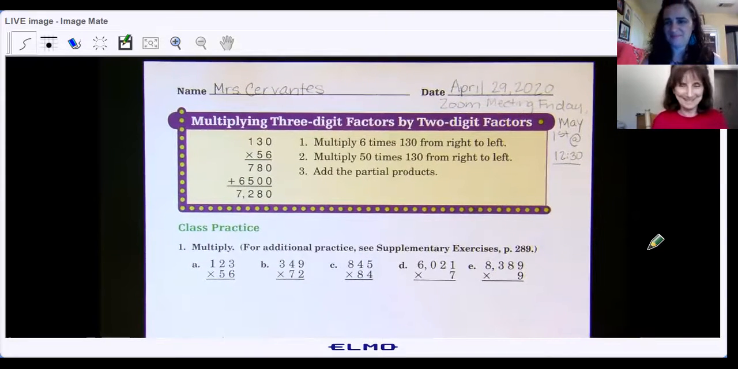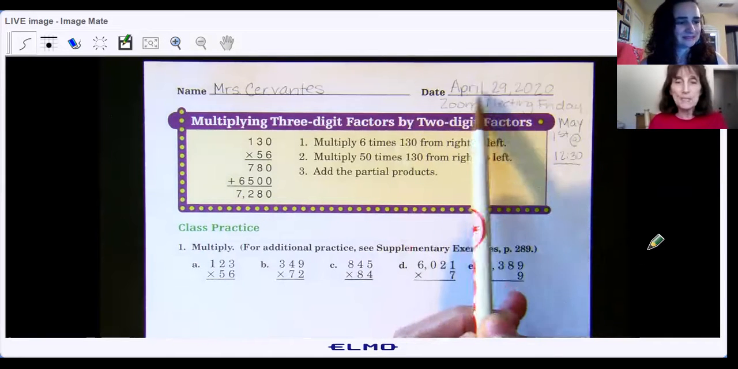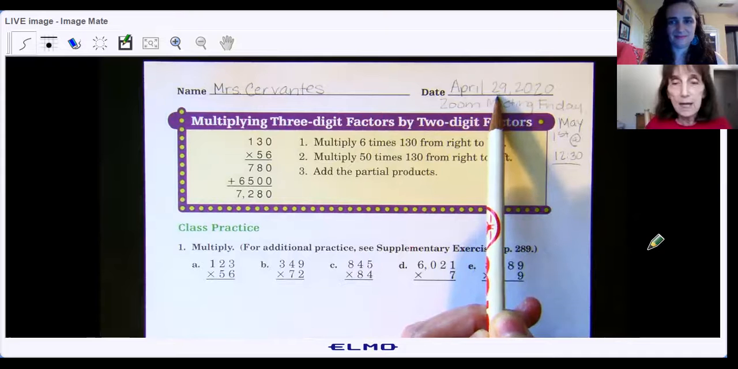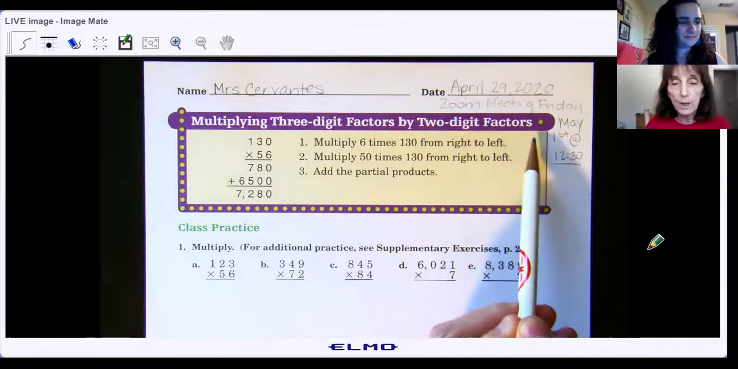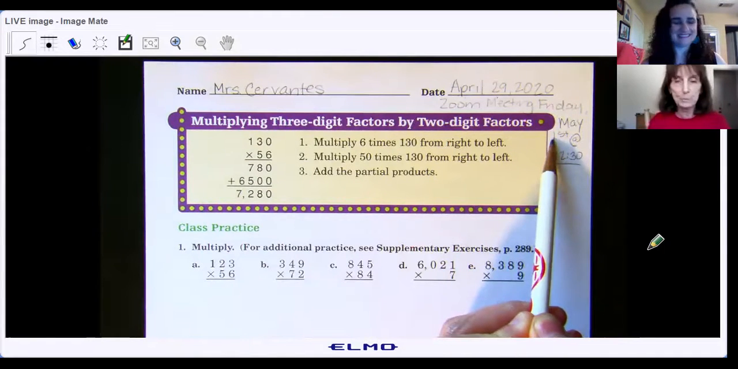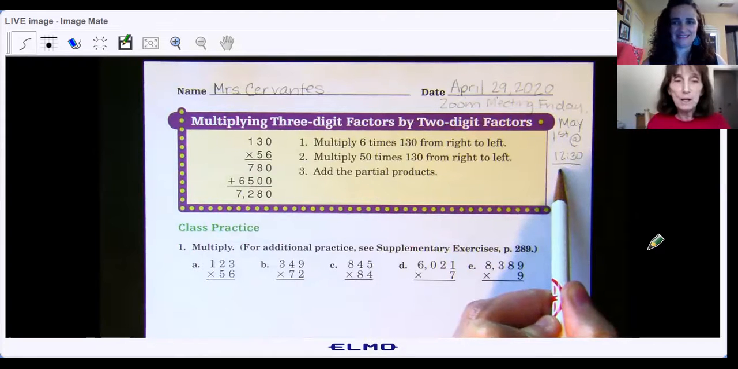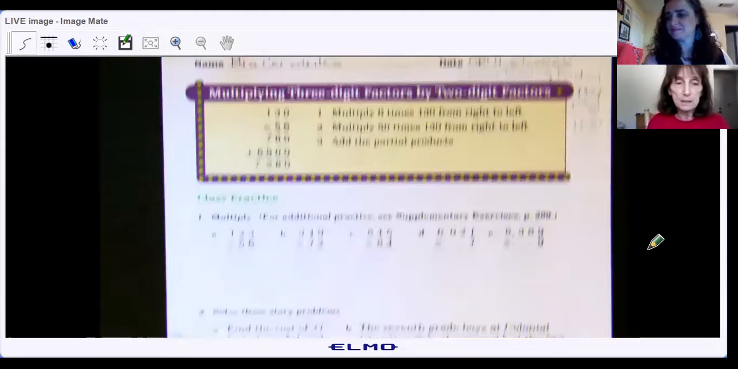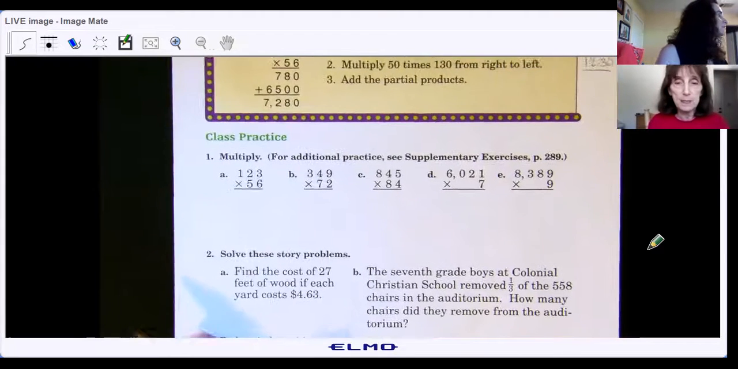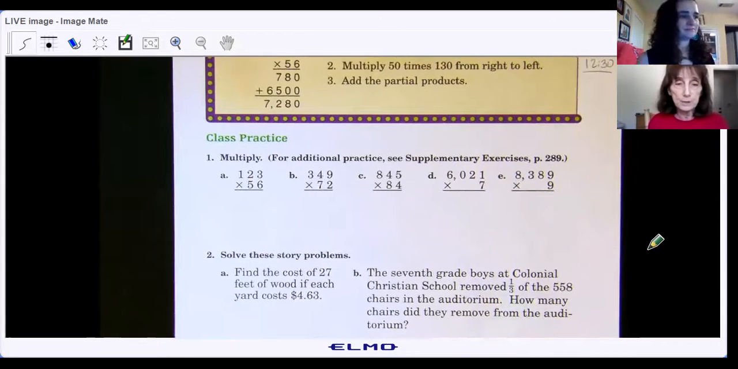Go ahead. Okay, so today's April 29th, and this is due May 1st. That's my daughter's birthday, May 1st. Okay, that's Friday, May 1st. At the Zoom meeting, we're going to check it. All right, first name and last name on the name line, and then we're going to start.